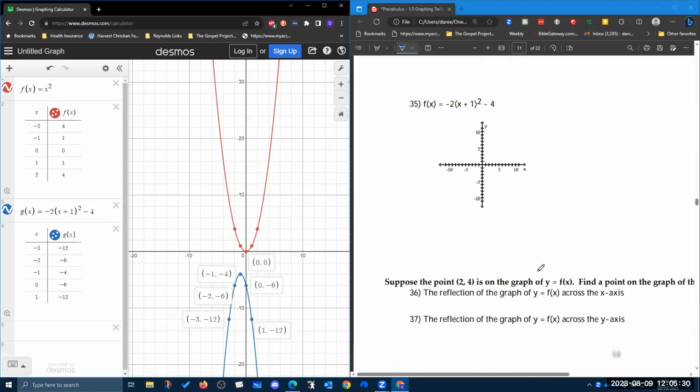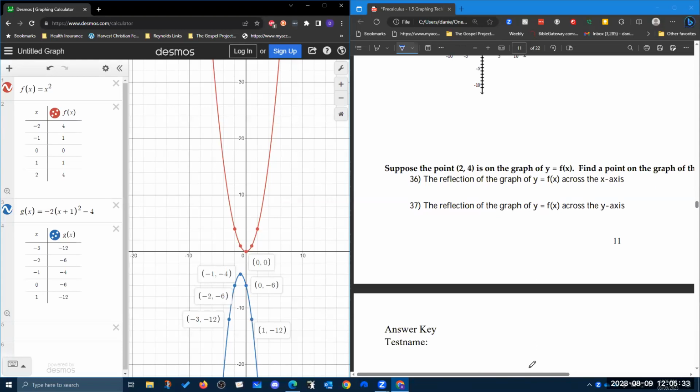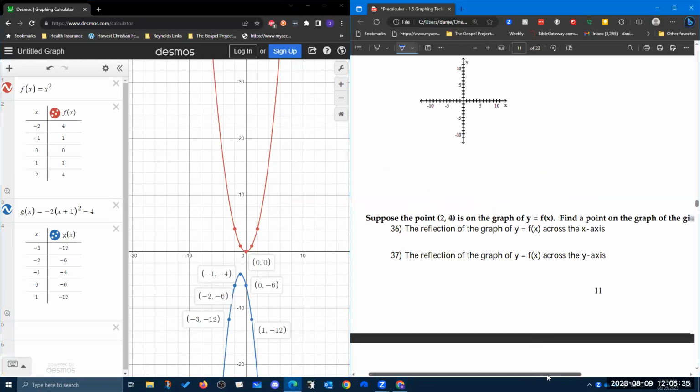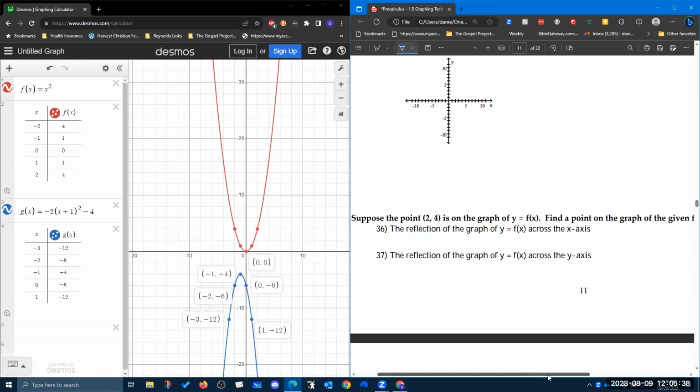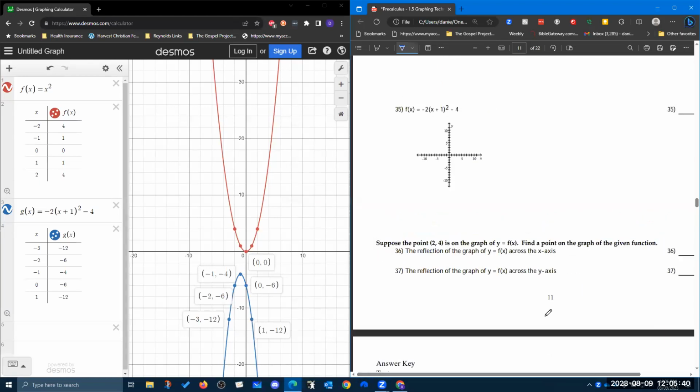All right, that was number 35. Now let's do a similar problem or two about guaranteed points on the graph. So we know that the point (2, 4) is on the graph of some function that we're calling f of x. And we want to find what point is guaranteed to be on the graph when we have a reflection across the x-axis. So a reflection across the x-axis is going to give us the opposite y value for the same x value. So that guarantees us the point (2, -4).